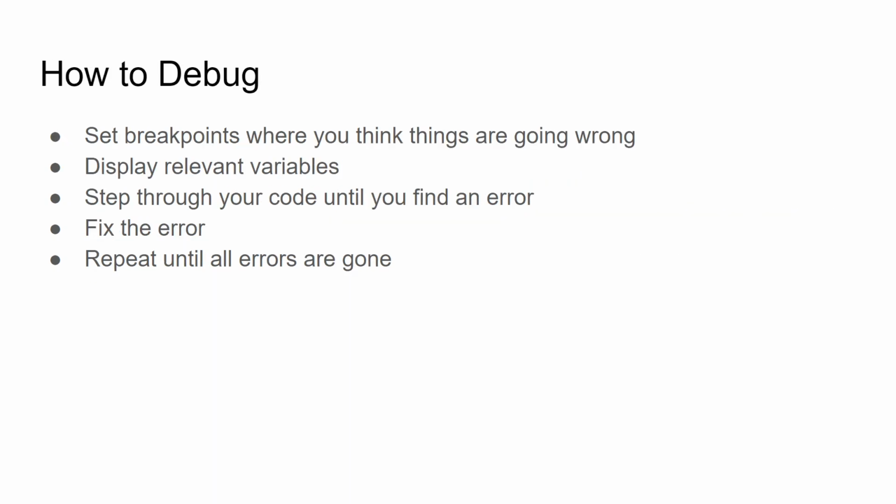So debugging is actually a relatively simple process. You set breakpoints where you think things are going wrong, display the relevant variables that are going on in this piece of code, step through your code, see how it's executing, what it's doing, until you finally find an error, fix the error, and then you keep repeating until there are no more errors left in your code. So it's not very hard.